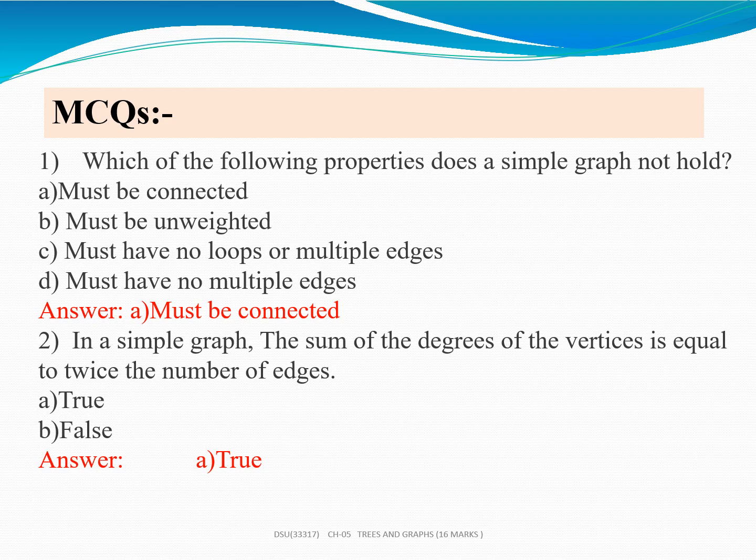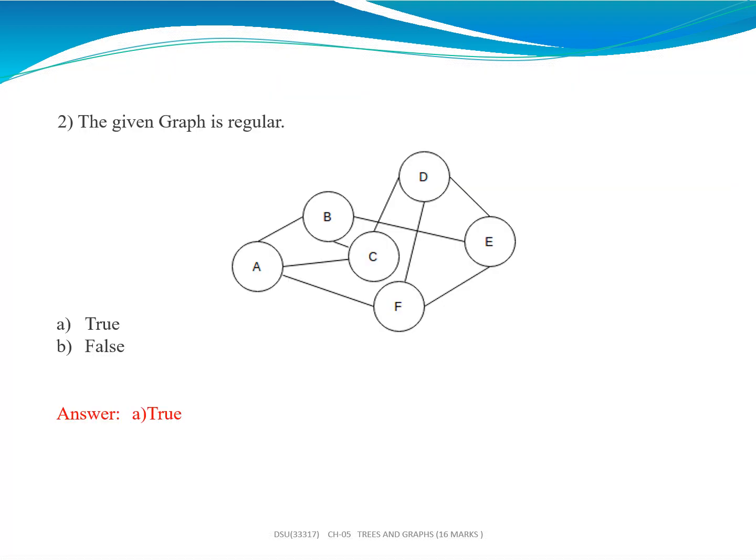In a simple graph, the sum of degrees of the vertices is equal to twice the number of edges. The answer is true. Next, the given graph is regular, true or false. The graph is regular because all the vertices are connected to each other. That's why this graph is regular.